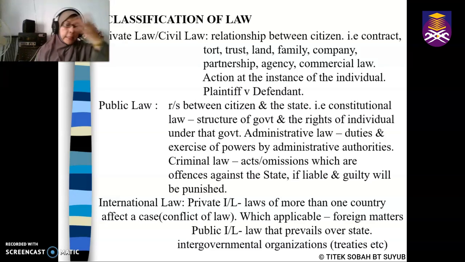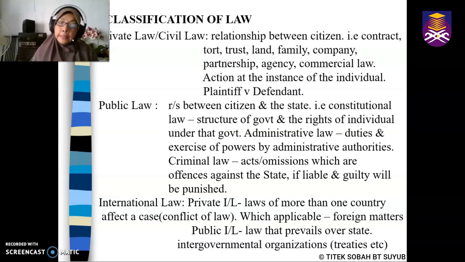So what is actually public international law? Public international law looks at the law which prevails on that country, if the said country has signed certain treaties or agreements. A good example is the United Nations. If we sign a certain agreement with other countries at the United Nations, an example is with regard to refugees.